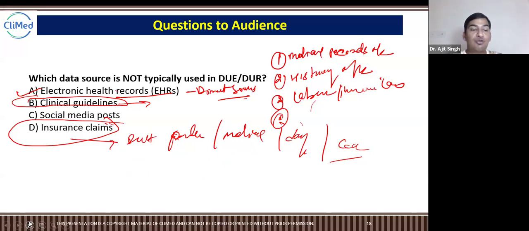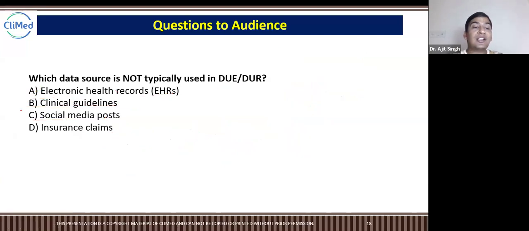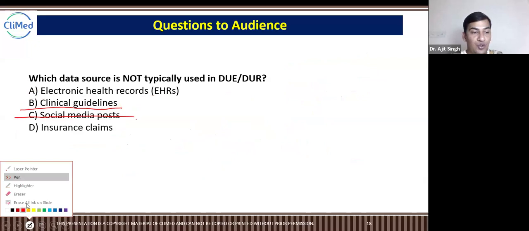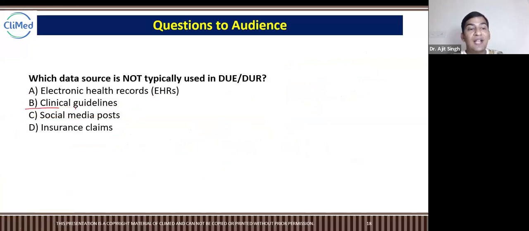But now my question to all of you is how the clinical guidelines are being used. Social media post is definitely the correct answer here because this is not a data source. You cannot collect the data from social media posts. But now my question for all of you is, how do the clinical guidelines participate in DUE or DUR?